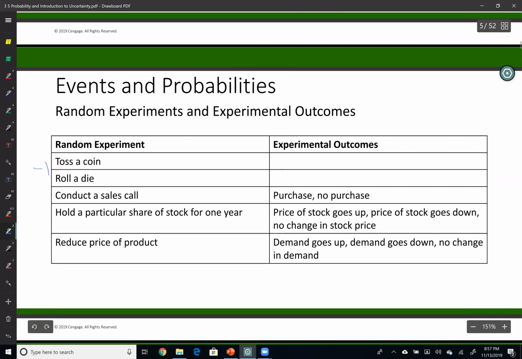One, tossing a coin, the outcome is either head or tail. Rolling a die, another random experiment, and the outcomes are 1, 2, 3, 4, 5, and 6. And holding a particular share of stock for 1 year, price can go up, down, or not change. Customers may purchase the product or not. Demand may go up, down, or doesn't change.